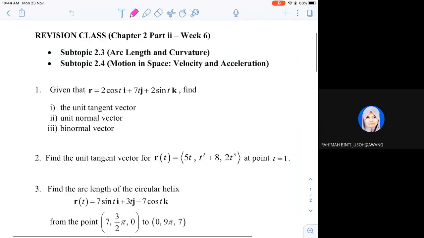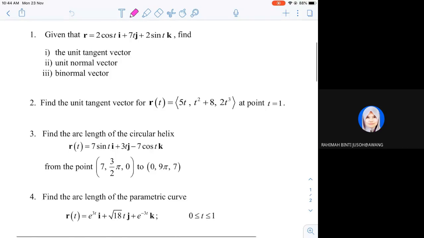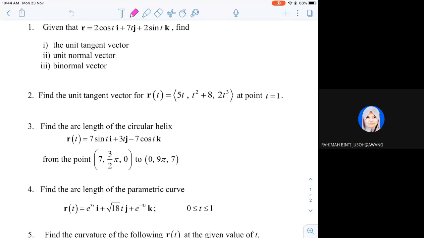Okay, question number 2, unit tangent vector. Unit tangent vector means what? You have to find the T. So this is equal to r prime t divided by magnitude of r prime t. This question is much simpler because you just have a polynomial, guys. And then after that, you need to substitute t equals to 1.